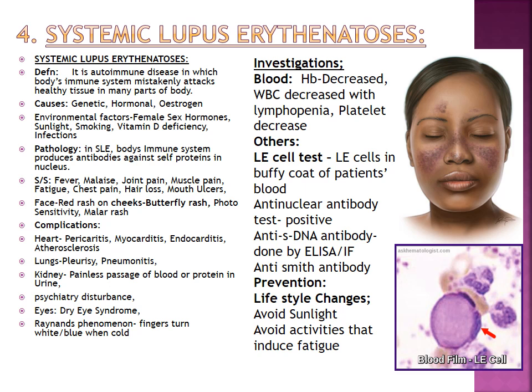LE cell test can be done. LE cells are seen in the buffy coat of patients. In this picture you can see them. Then the antinuclear antibody test is positive, anti-dsDNA test by ELISA or immunofluorescence is positive, and anti-Smith antibody test. Prevention can be lifestyle modifications, avoid sunlight, avoid activities that induce fatigue. In this picture you can see a female with the butterfly rash, that is rash present on the cheeks.